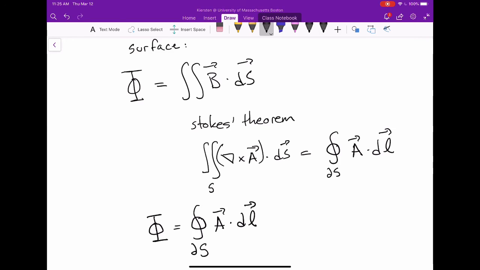As always, be careful about the direction of your surface normal vector and your contour integral differential element dl, because those things have directions and you can end up with a sign error if you don't do that. So that's kind of all there is to it.